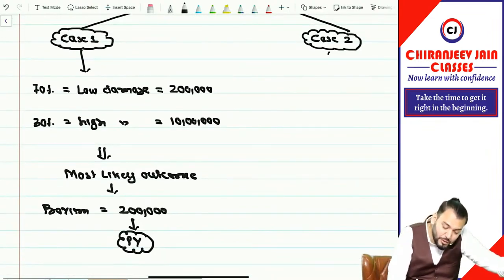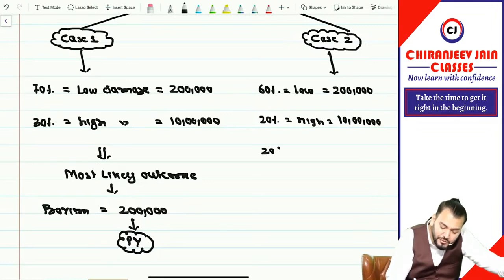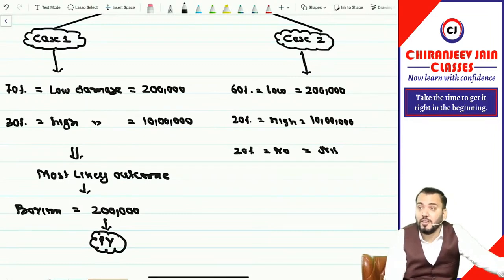But if I say case number 2, they have given a 60% chance of low damages, 2 lakh, a 20% chance of high damages, 10 lakh, and they are also giving a 20% chance of no damages. Correct? Nil amount, quite possible. So in this case, there are three possible outcomes.